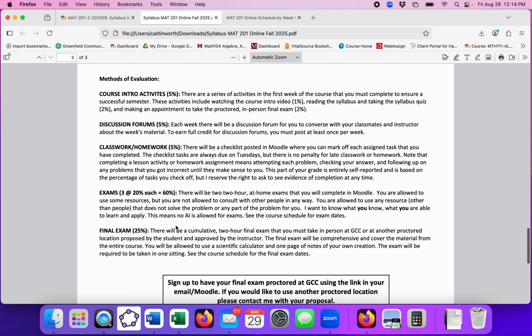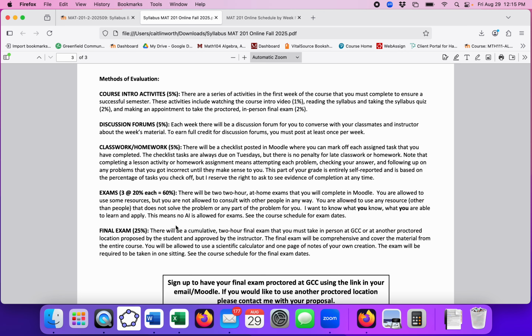Okay, so what most people want to know is how your grade will be calculated. There are several course intro activities in the first week of the semester that you must complete to ensure a successful semester. They include watching the course intro video, which you were doing, so that gets a check. That's 1% of your grade. And then reading the syllabus and taking the syllabus quiz, that's 2% of your grade. And making an appointment to take the proctored in-person final exam is 2% of your grade. Just making the appointment gets you 2% of your grade.